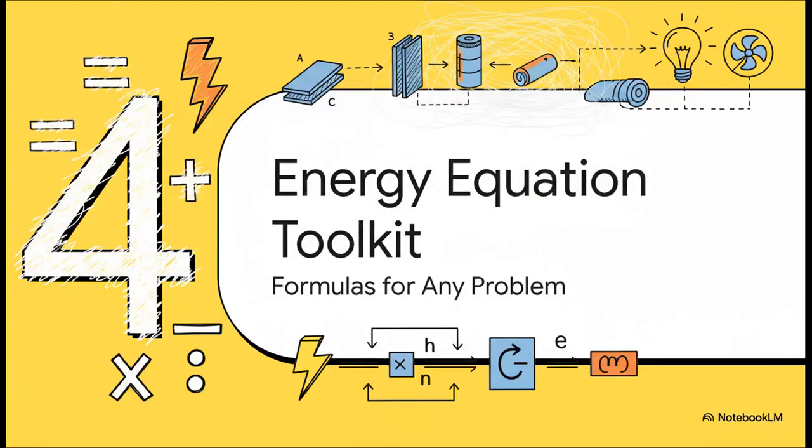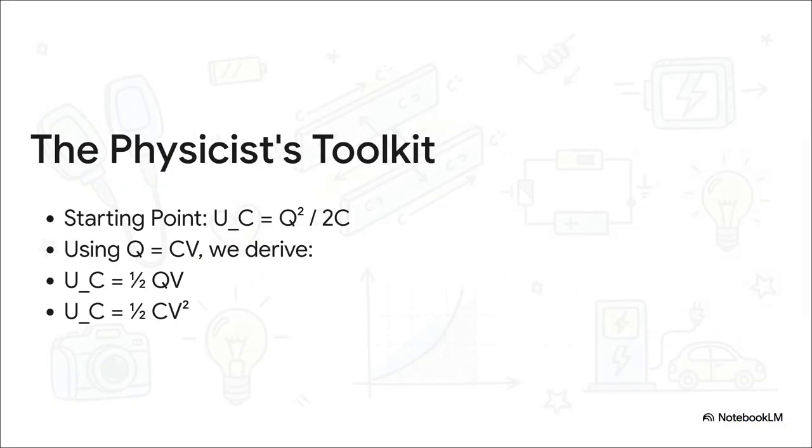All right, now that we've done the heavy lifting and derived our main formula, we can use some basic algebra to create a whole toolkit of energy equations. This gives us the flexibility to solve a problem no matter what information we're given. So, starting with the one we just derived, U equals Q squared over 2C, we can just play around with it using the most fundamental capacitor definition there is. Q equals CV. By substituting for Q or for C, we can generate two other incredibly useful forms of the same equation. This gives us three equivalent tools, each one perfect for a different situation.